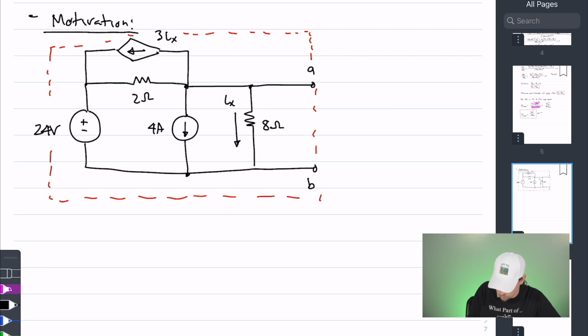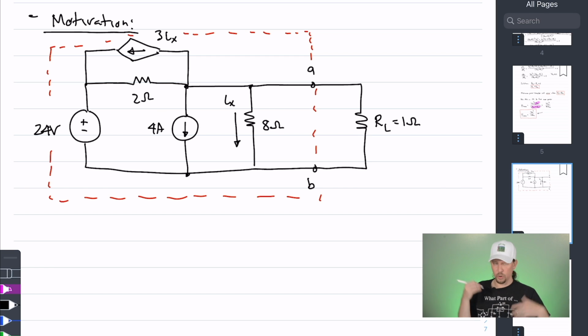Now, one of the things that we can do is, external to the terminals A and B in our linear network, place, let's say, a load resistor. And suppose that we made this a 1 ohm load resistor. We can analyze the circuit and figure out what the voltage across the load resistor happens to be, how much current is flowing through the load resistor, as well as the amount of power that's being drawn from that linear network inside of that black box and delivered to the load resistor.